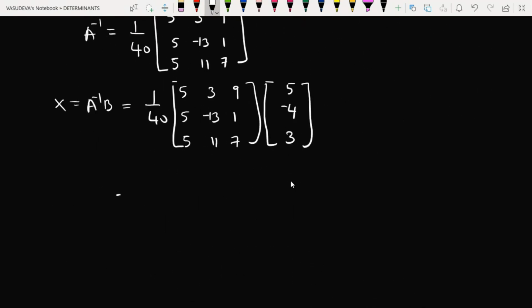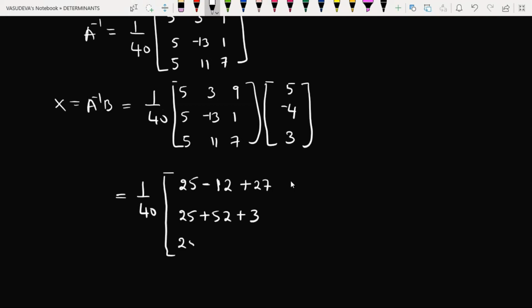So multiplying these two, 1 by 40 keeping as it is, now multiplying these two matrices, first row and the first column, 5 into 5 is 25, 3 into minus 4 is minus 12, and plus 27, 9 into 3 is 27, 5 into 5 25, minus 13 into minus 4 is plus 52, plus 3 into 1 is 3, 5 into 5 is 25, minus 44, minus 21.